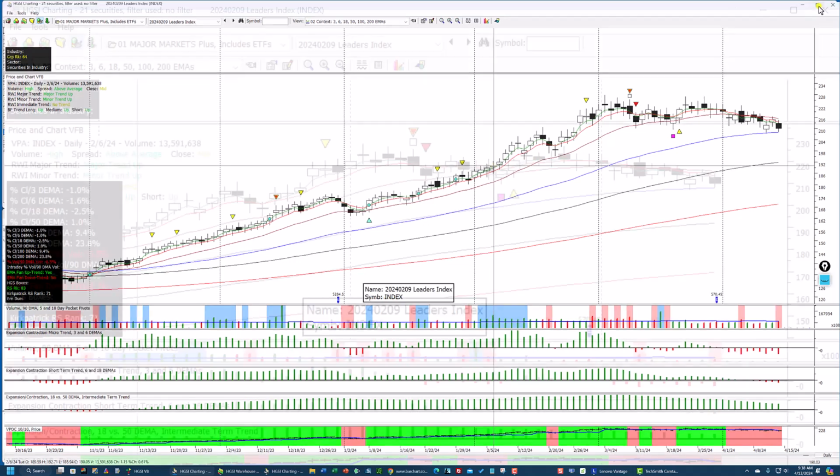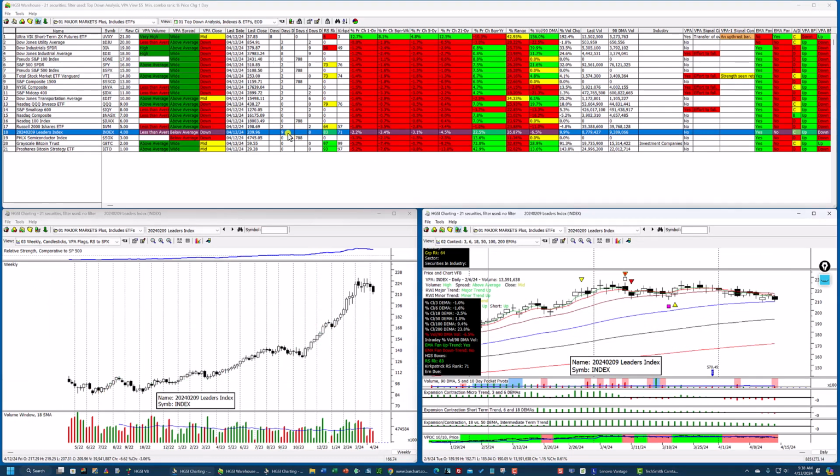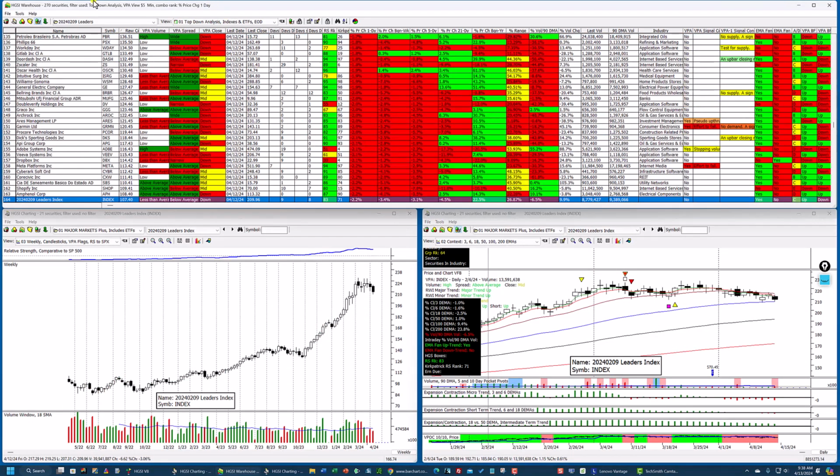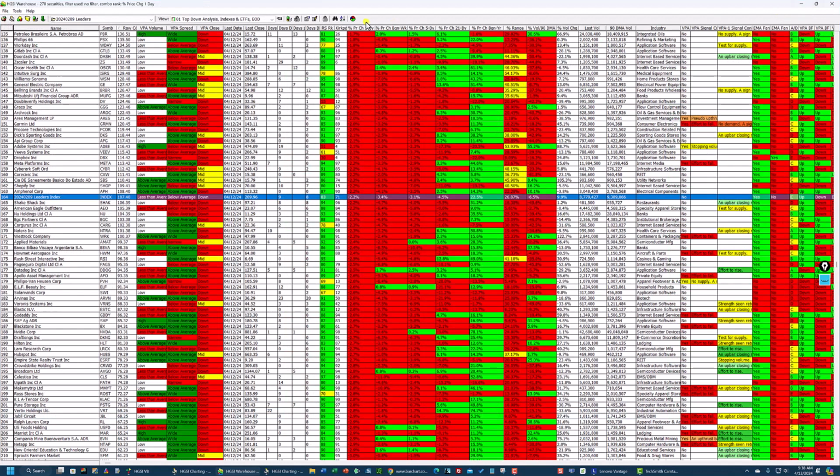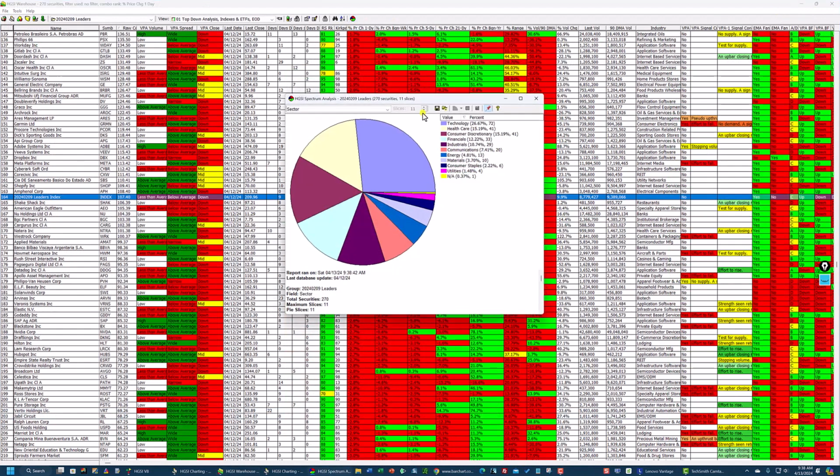So let's take a look at this index. I'm going to change to the index group. You can see, I'll take the filter off. There are 270 securities in here, and at that time, on February 9th, this was the composition based upon sectors. Technology, 72. This still is a composition, but at the time, these were the leaders. And it was clearly dominated by technology.